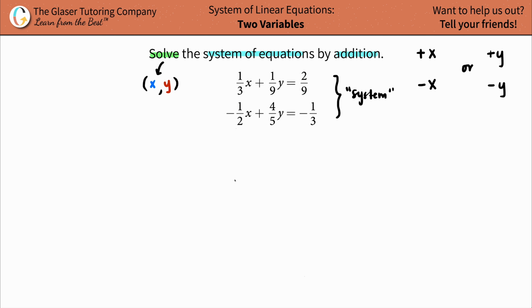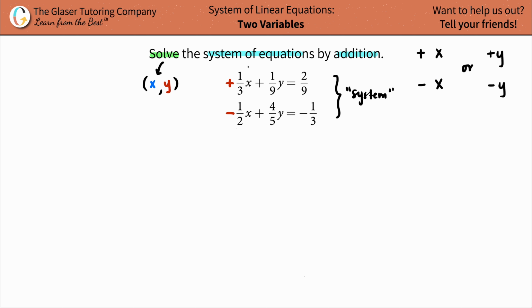In this case, pick the one that looks the easiest to work with. Looking at my 1/9 and 4/5, I would have to change the 9 and the 5. The only number that 9 and 5 have in common is 45, and I don't want to be working with those high numbers. But if I look over here, I already see that the 1/3 is positive and the 1/2 is negative. So I already have the positive and the negative going on here.